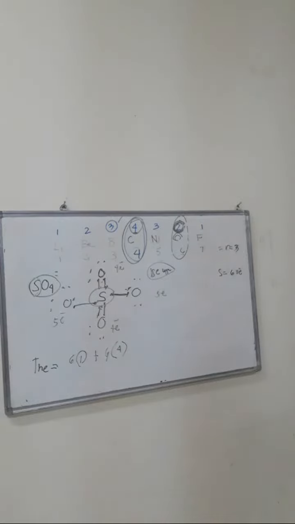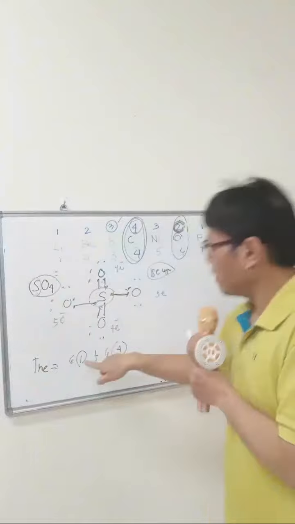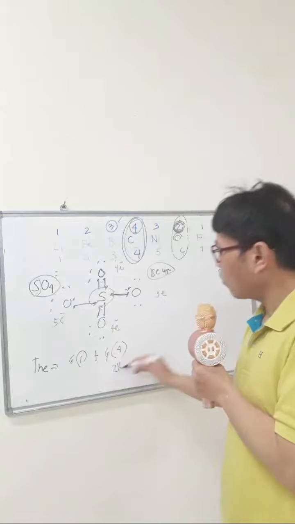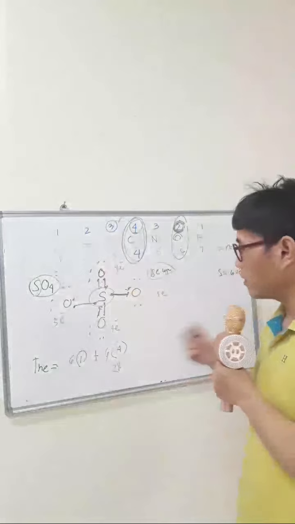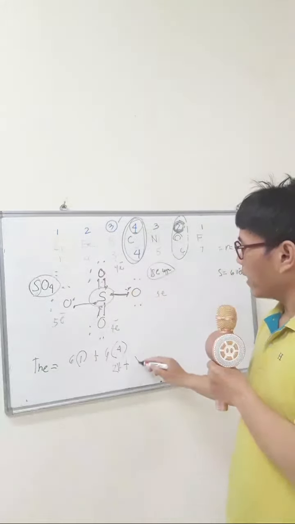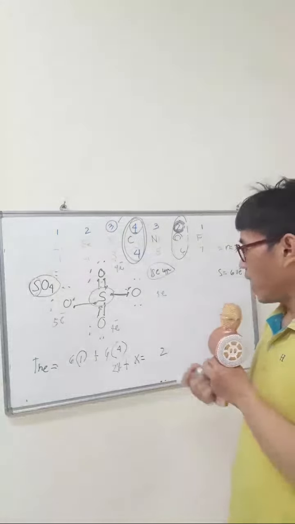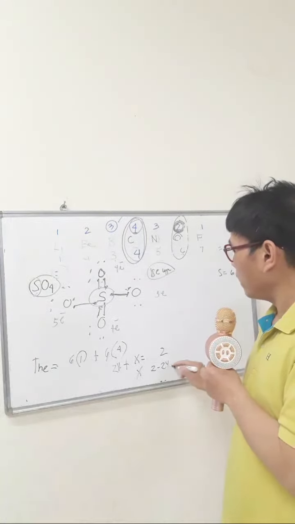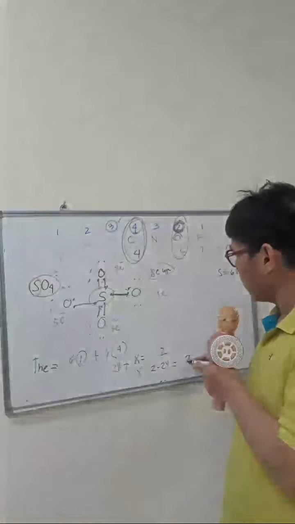It does not match. How can you do this? You need to add 6 plus 24, so 24. Since there are 2 in the outermost shell, you will say 24 plus x is equal to 2. So, x is equal to 2 minus 24. Then, x is equal to 22. Get the point?